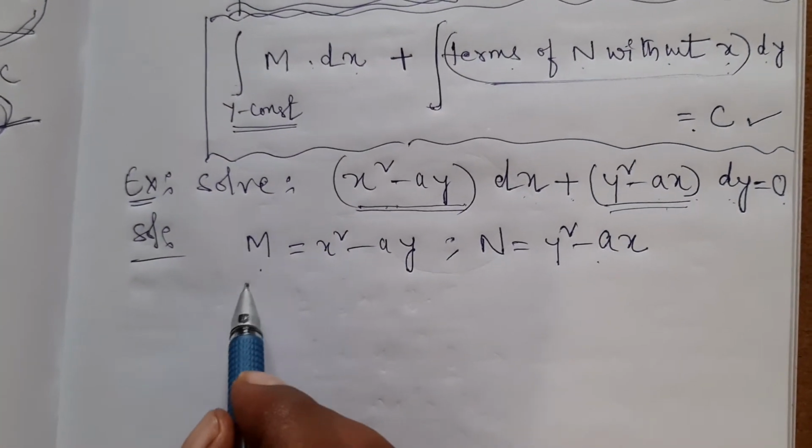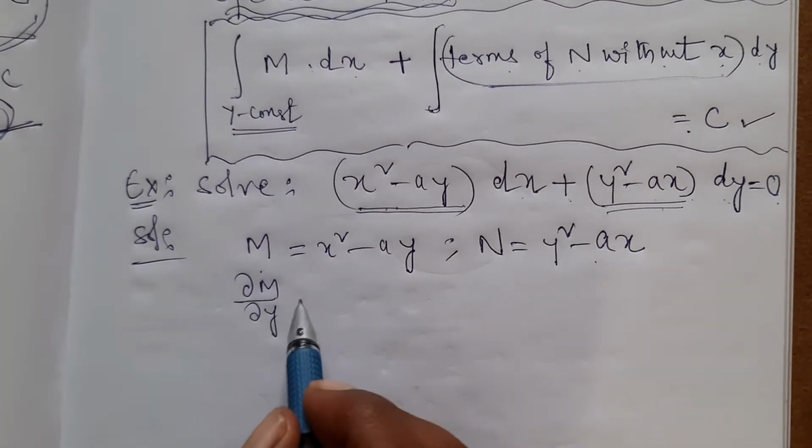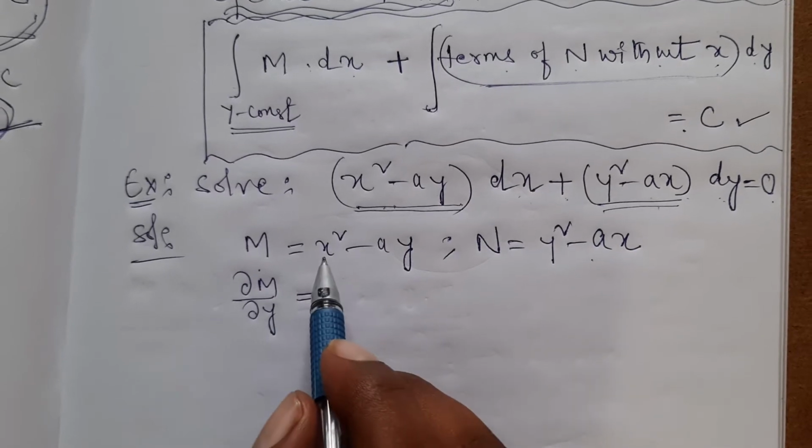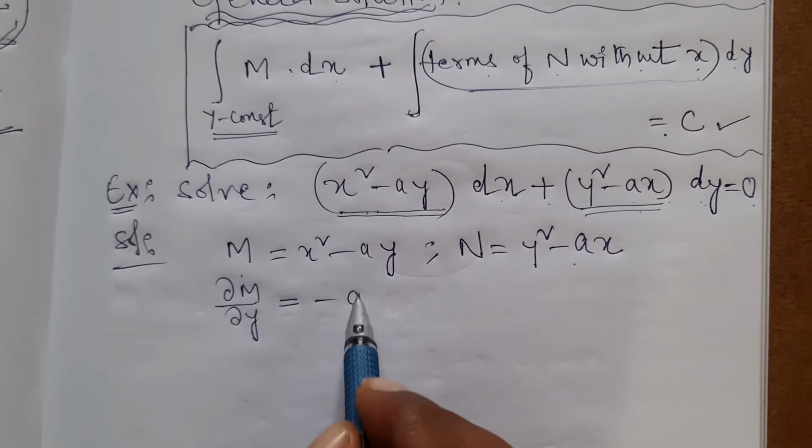Then for this one, what do we have to calculate? ∂M/∂y. What is the ∂M/∂y value? Here x square is a constant value, so you get minus a.